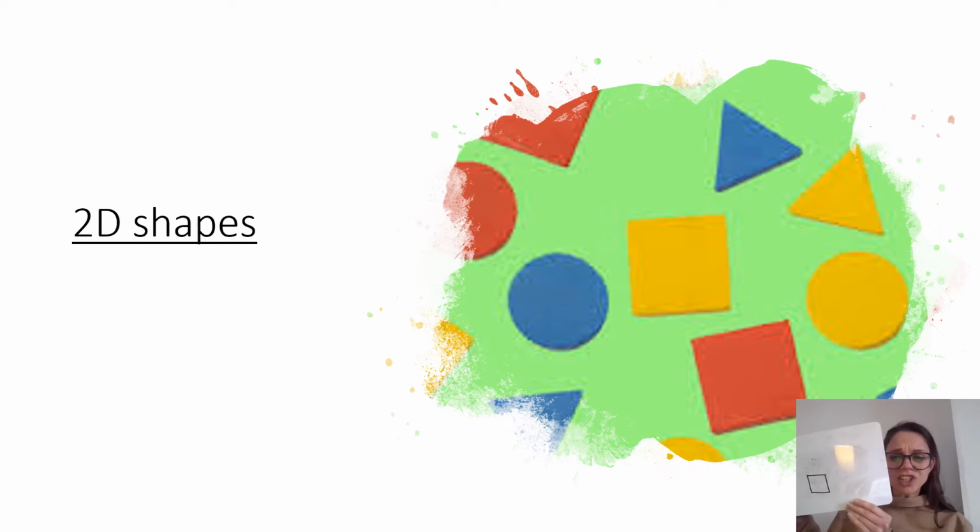4 straight sides, and all the sides should be around the same length for it to be a square. Well done. Should we just do one more? So we've had a shape with one side, and we've had a shape with 4 sides. I'm now thinking of a shape with 3 sides. What's a shape with 3 sides called? It's a triangle. Well done. Can you draw a triangle on your board? I'm going to draw a triangle too.